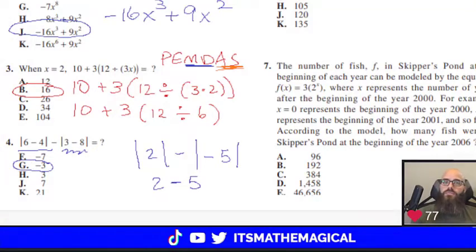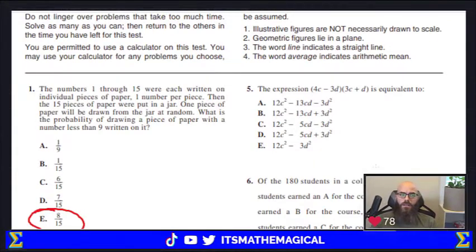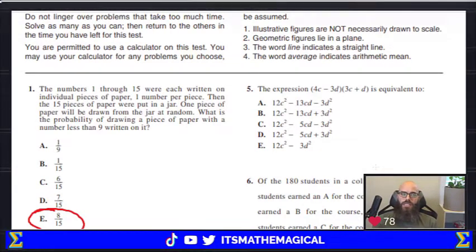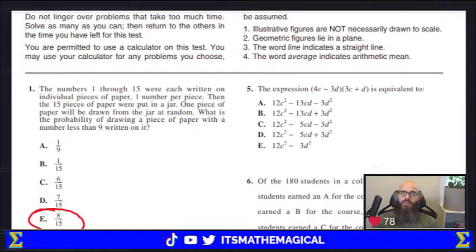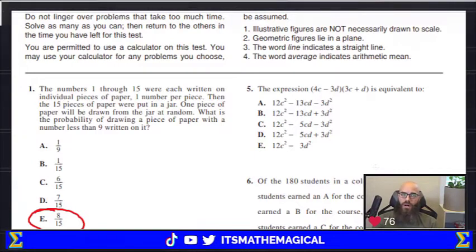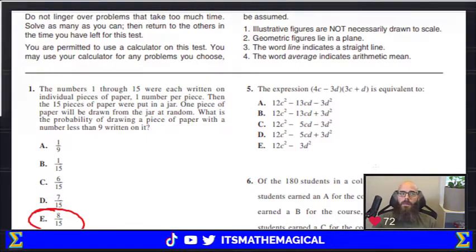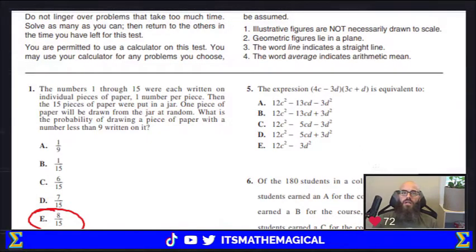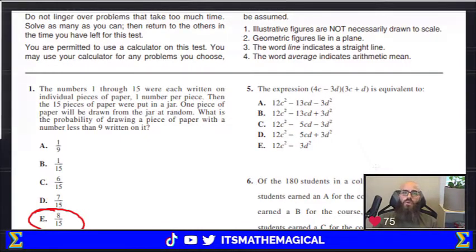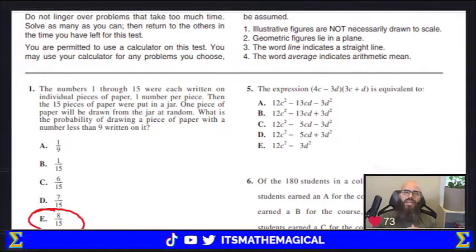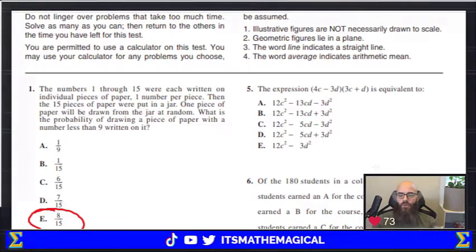That's negative 3. Number 5 says the expression 4c minus 3d times the quantity of 3c plus d is equivalent to what? So this, again, is an algebra problem. They're checking to see if you know how to multiply polynomials. In this case, two binomials multiplied together. They're also checking to see if you know whenever you're multiplying terms with common variables, you know what to do with the exponent. So if you're taking the ACT at this point, you've probably heard of the acronym FOIL.